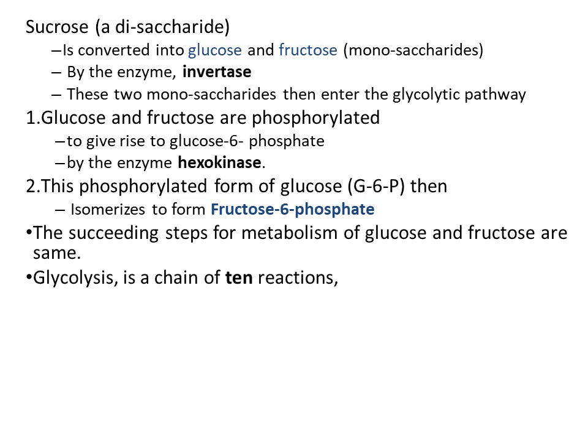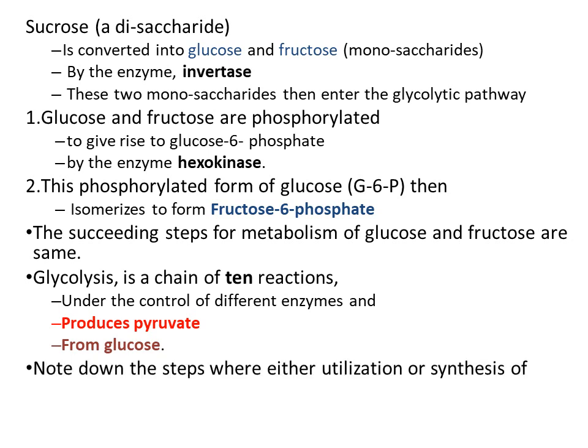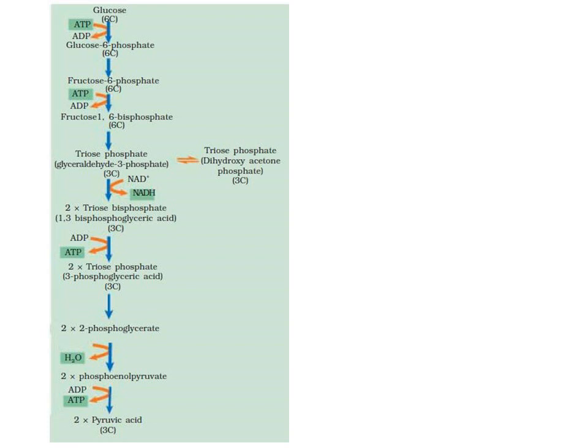Glycolysis is a chain of 10 reactions, each controlled by a different enzyme, and ultimately produces pyruvic acid from glucose. As we study glycolysis, note down the steps where either ATP is utilized or synthesized and the steps where NADH, NADH+, are synthesized during glycolysis. This is the scheme of the 10 steps of glycolysis. Glucose, which is a 6-carbon sugar, uses 1 ATP. It takes its phosphate and energy to convert into glucose 6-phosphate. This glucose 6-phosphate isomerizes to fructose 6-phosphate. No energy is required for this.